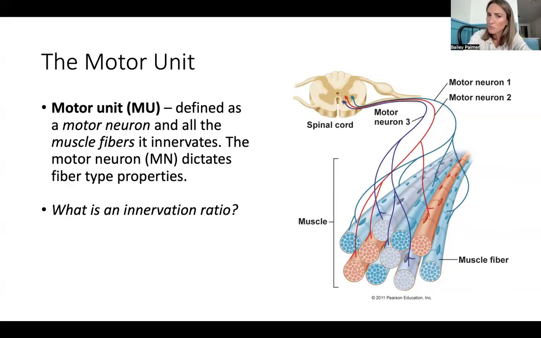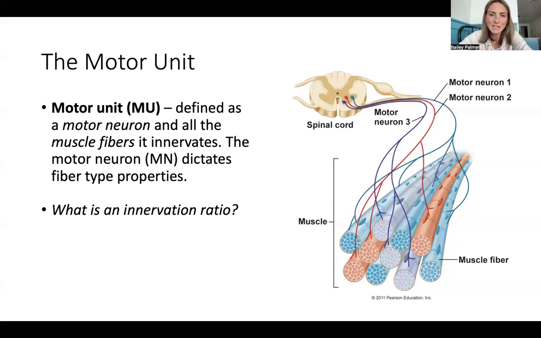So this is something you may not be familiar with, but this is basically how many muscle fibers exist in a motor unit per one motor neuron. So if we have one motor neuron, how many muscle fibers is that connected to? Well, it depends on the muscle and the job of the muscle. Most muscles that are larger in size and produce more dynamic, gross motor movements will more likely have a higher innervation ratio. So it could be one motor neuron to 500 muscle fibers.